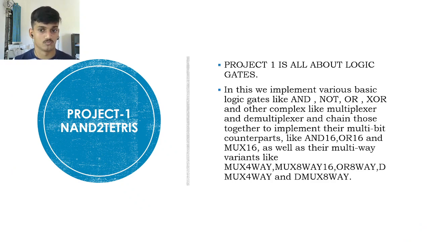Moving on to project 1. Project 1 is all about the logic gates. In this, we implement various basic logic gates like AND gate, NOT gate, OR, XOR, and other complex ones like multiplexer and demultiplexer, and chain those together to implement their multi-bit variants, like AND16, OR16, and MUX16, as well as their multi-way variants like MUX4way, MUX8way16, OR8way, DMUX4way, and DMUX8way.